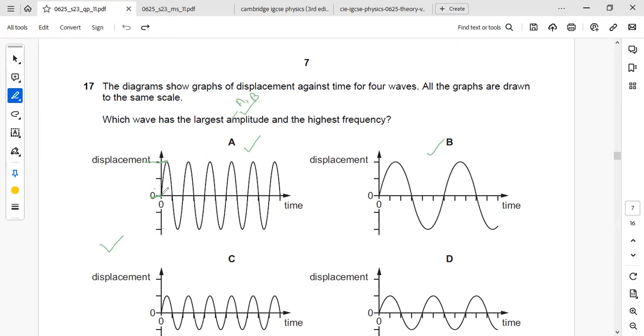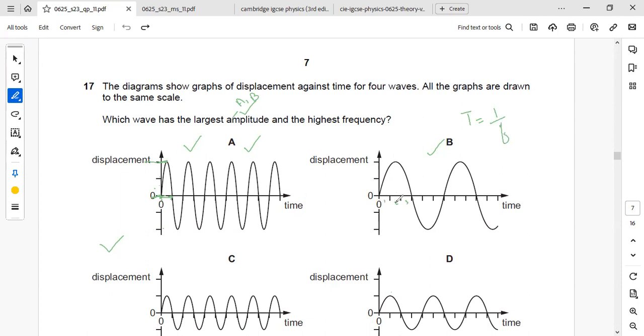In this you can see, the half cycle is covered in 1 block. Here the half cycle is being covered in 3 blocks. So which will have the highest frequency? A will have the highest frequency because of its time period. Time and frequency are inversely related. Time is equal to 1 by frequency.